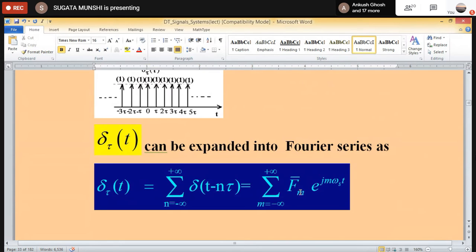I have considered F m bar simply because, in general, the complex Fourier series, the exponential Fourier series coefficient, will be a complex quantity. That's why I have just written F m bar. If you write F m, there is no problem.